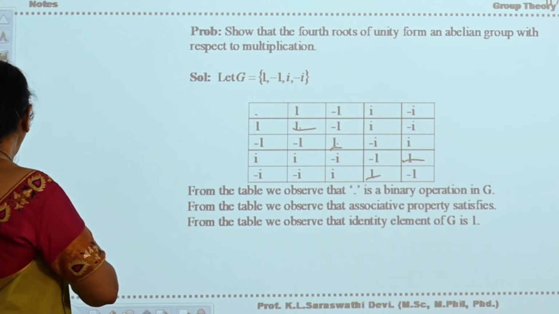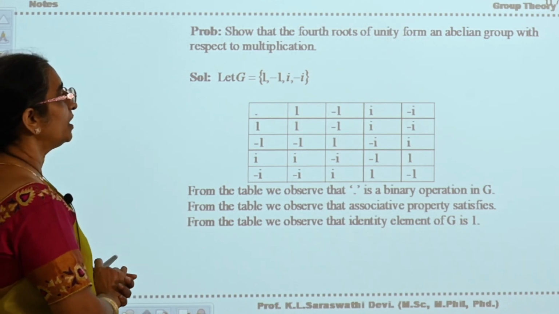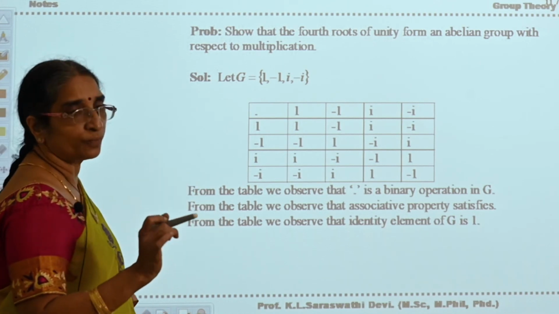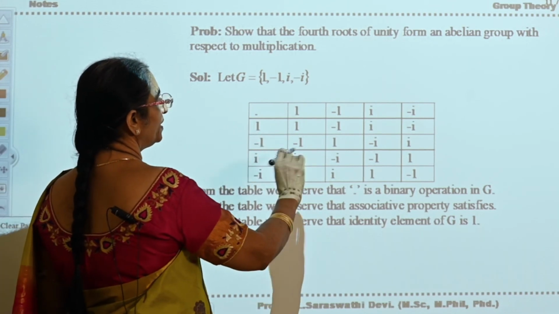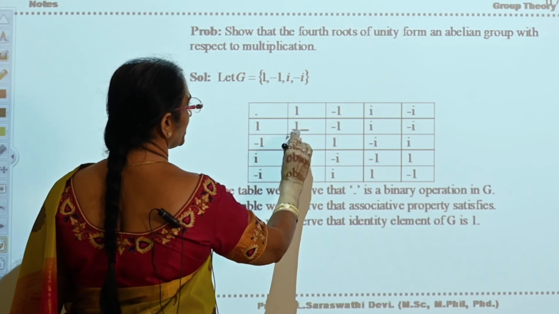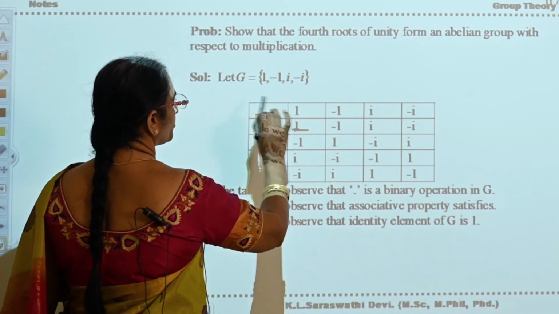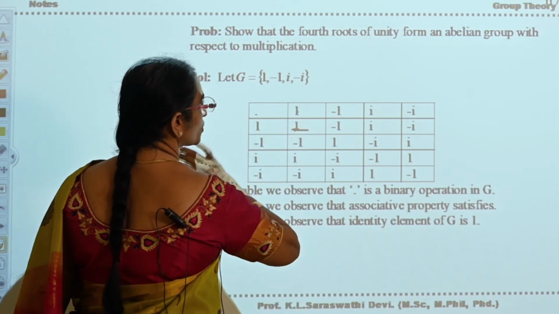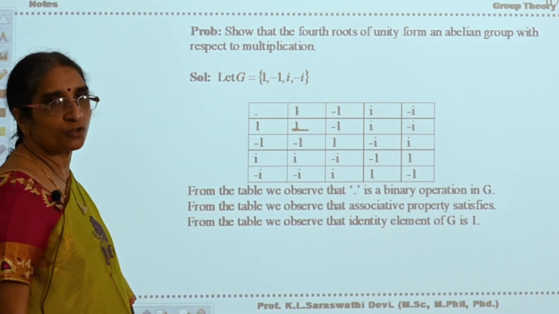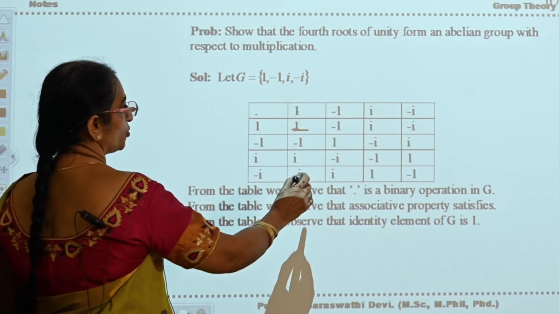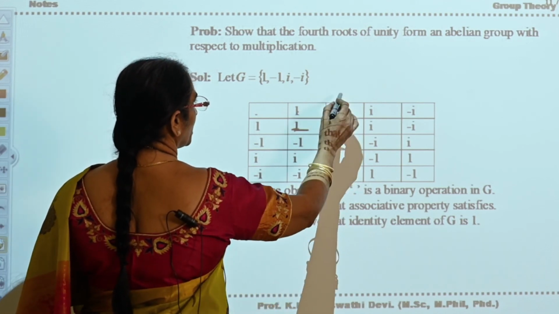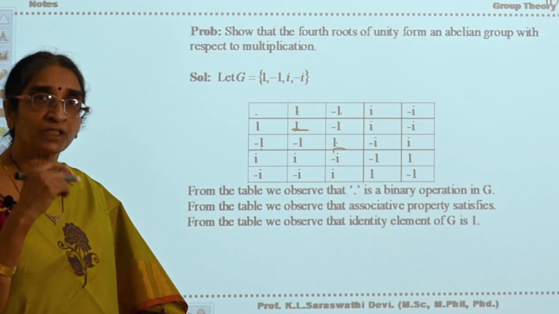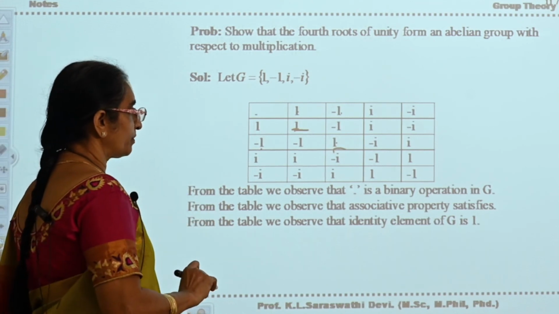Now, find out the inverse. In order to find out the inverse, what do you have to do? Take the first row. Now find out where the identity element is existing. Here the identity element is existing. Move to the top, 1 is there. Move to the left, 1 is there. 1 is inverse to 1. Like that you have to take. Now see the second row, 1 is here. Move to the top, minus 1. Move to the left, minus 1. Minus 1 is the inverse to minus 1 with respect to multiplication.